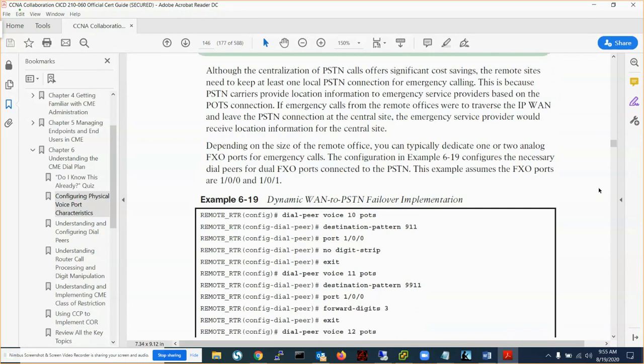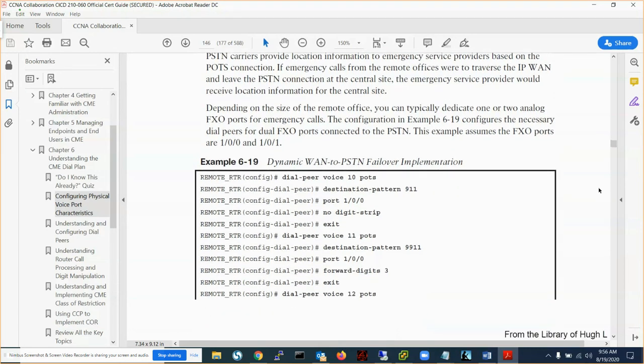So in this scenario, they want the remote site to be able to call emergency numbers through their local connection. So if they call here, the 911 operator will know that the person is calling from Texas instead of through the head office.